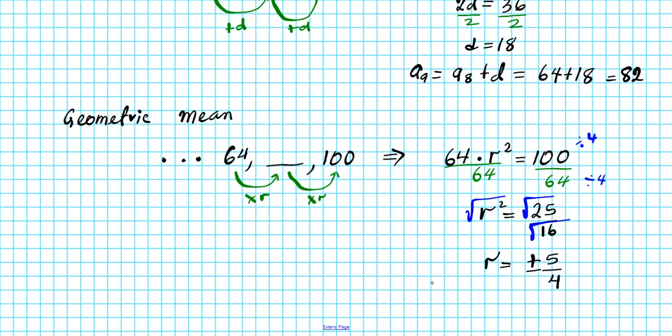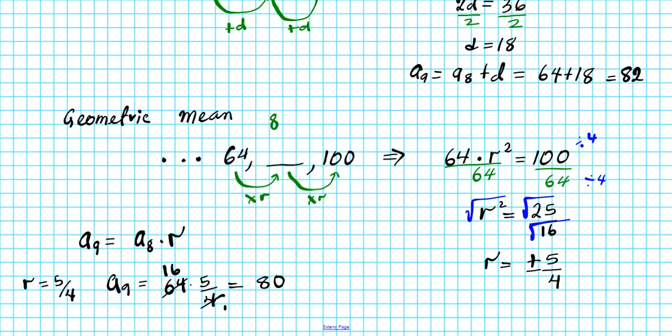So what this tells us is that there are going to be two possible answers for a9. So a9, the 9th term, is going to be generated by taking the 8th term and multiplying it by the common ratio r. Okay? So for r equals 5 over 4, the positive one, the 9th term is going to be 64 times 5 over 4. Okay? 4 goes here 1, 4 goes here 16. 16 times 5 is 80. So possible answer here is 80.